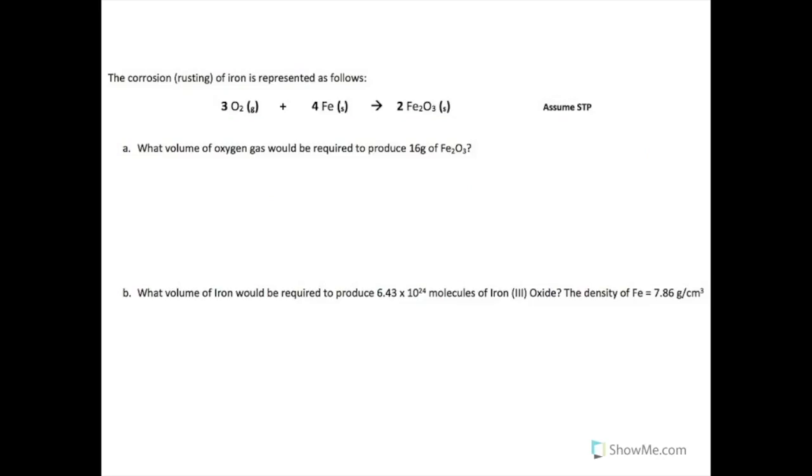The following equation represents the rusting of iron: 3 oxygen gas plus 4 solid iron yields 2 iron oxide solid. Assuming that all is at STP, what volume of oxygen gas will be required to produce 16 grams of iron oxide? Since you're using oxygen gas, you will continue to use the 22.4 liters is equal to 1 mole conversion. So you already have the 16 grams of the iron oxide.